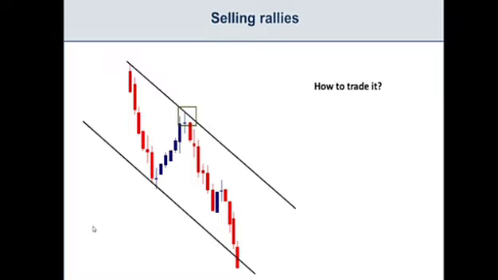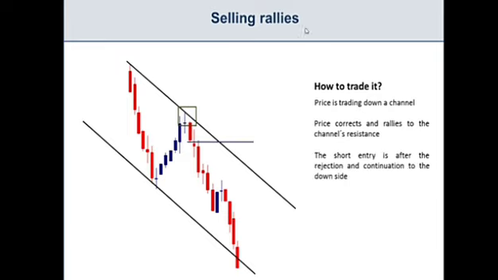Now, how do we trade this? Price is trading in a down channel, okay? Price corrects and rallies to the upside. Of course, when price rallies it is moving to the upside and hits the channel's resistance. The short entry is after the rejection and continuation to the downside. Again, here we are going to use candlestick formations and chart patterns to give us a rejection and a continuation of the move. In this case, we have a doji and what looks to be an evening star right here. So we have an entry right at the channel's resistance when this candle closes.